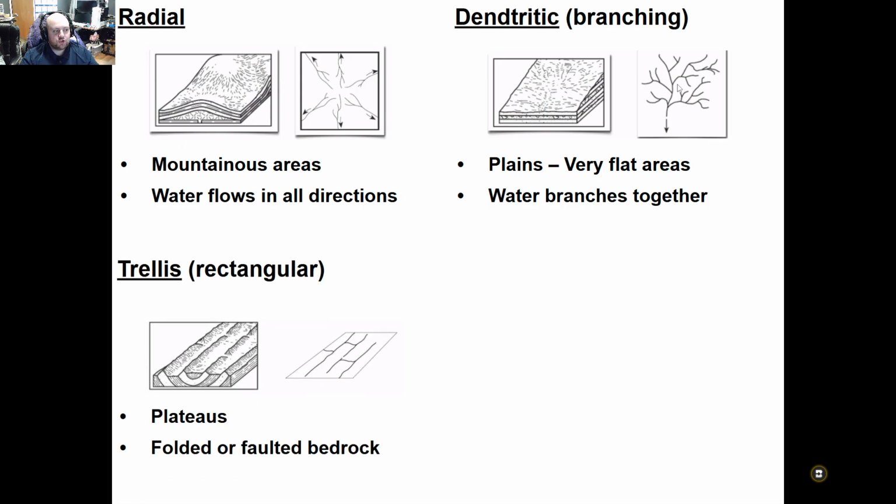The third one is called trellis, also called rectangular. Okay? When we look at it from above, it kind of has this rectangular pattern, and it's actually because of the plateaus that it's in, and we see folded or faulted bedrock.